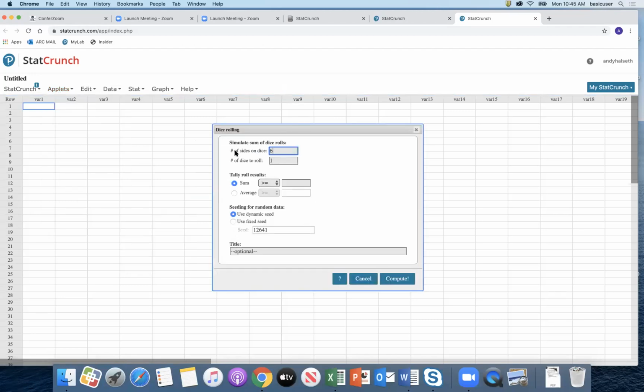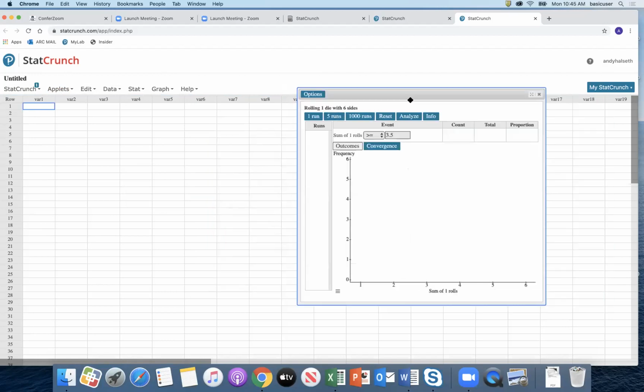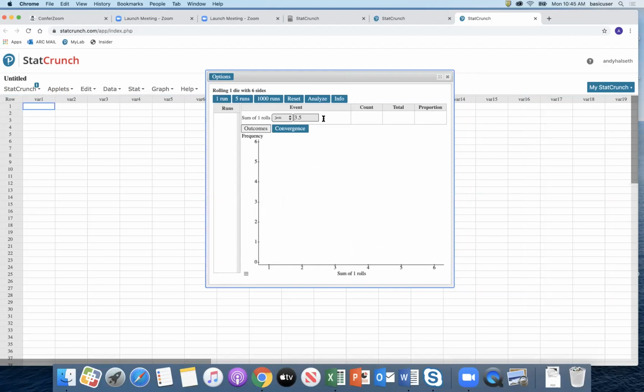And then here I have options. I could do the number of sides on a die. I can do any size die I want. And then the number of dice to roll. We're still just rolling one die. Not really worried about this tally thing. I just want to compute it. That gets me to this simulation page.